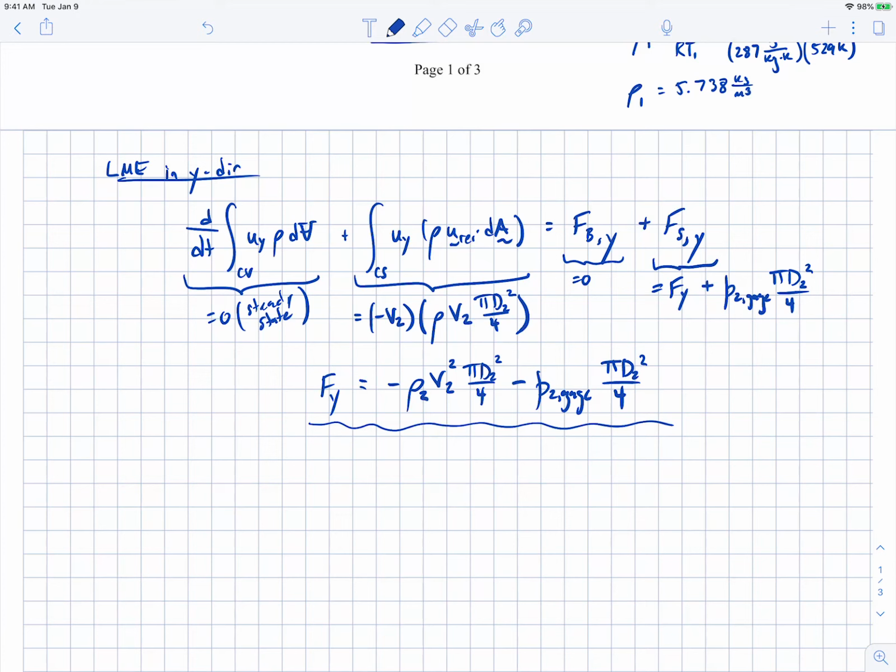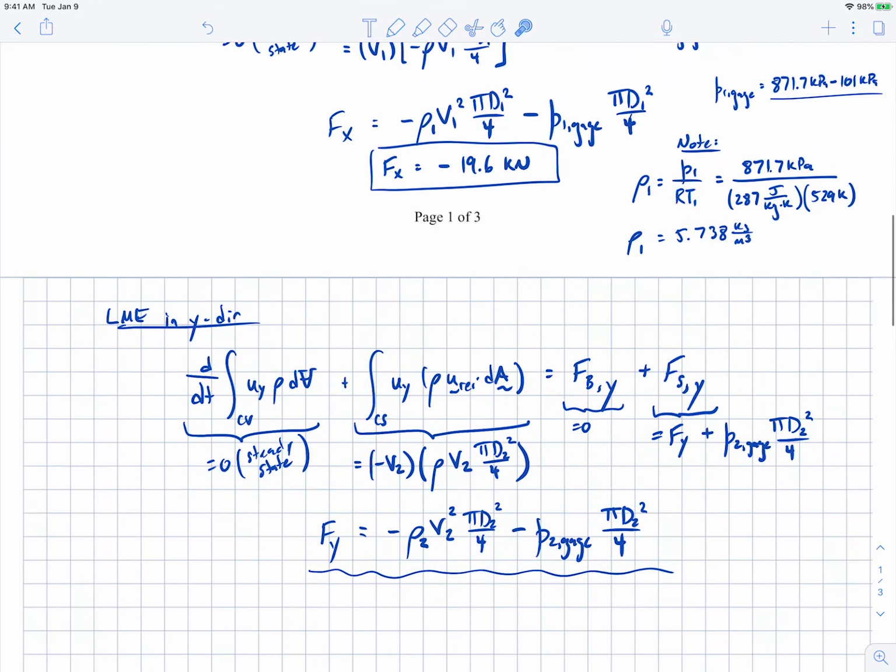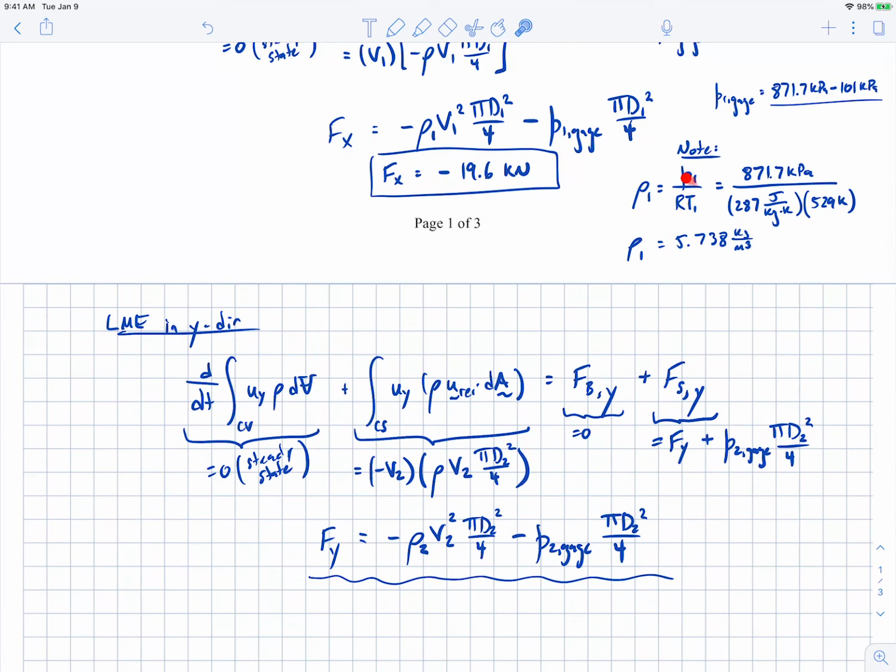So we need to figure out a couple of items here. Number one, we're going to have to figure out what the density is at the exit. V2 we were given. D2 we're given. And then we also need to find P2 gauge. Okay, so let's first of all find the density at the outlet. Previously at the inlet, we used the ideal gas law because we knew the pressure and temperature there. But at the outlet, we only know the temperature. We're not told the pressure at the outlet. And I'll come back to that in a moment.